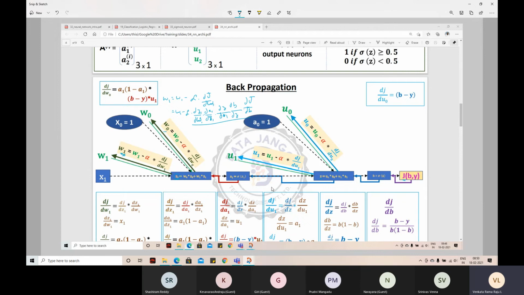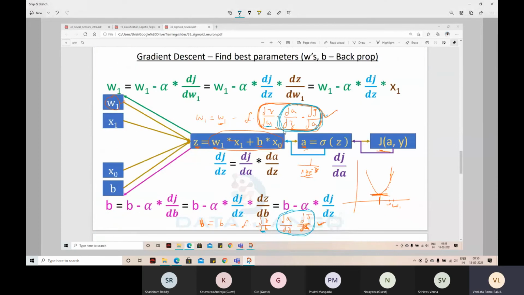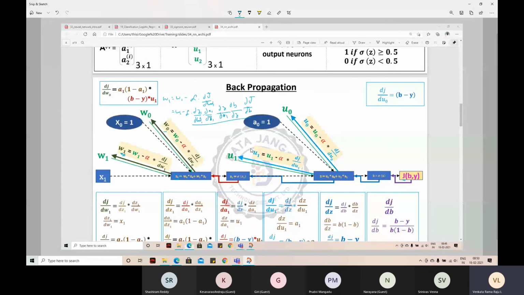In the sigmoid neuron, we have three terms to calculate dJ by dW1 because the number of functions between W1 and J is less. On a neural network with one layer, we have got five terms, 1, 2, 3, 4, 5, because there is one more function added here. If you have 100 layers, this calculation becomes big. That's it. Got it? For W0 also same thing. For U0, U1 also same thing.